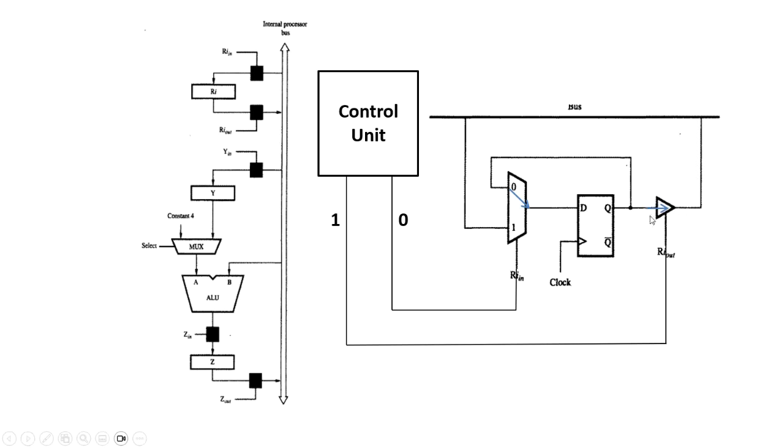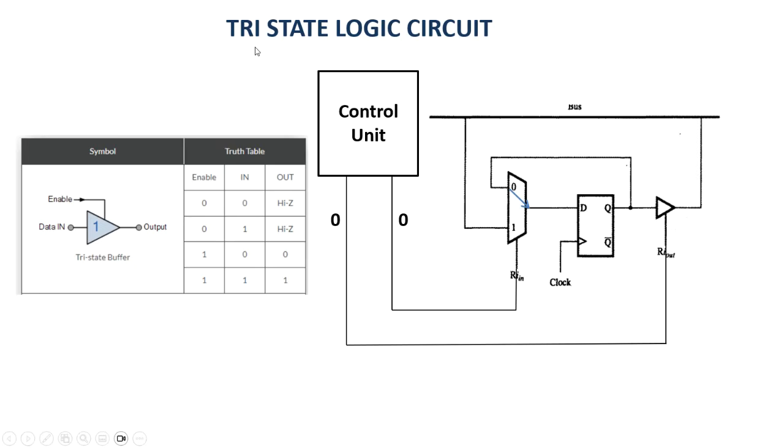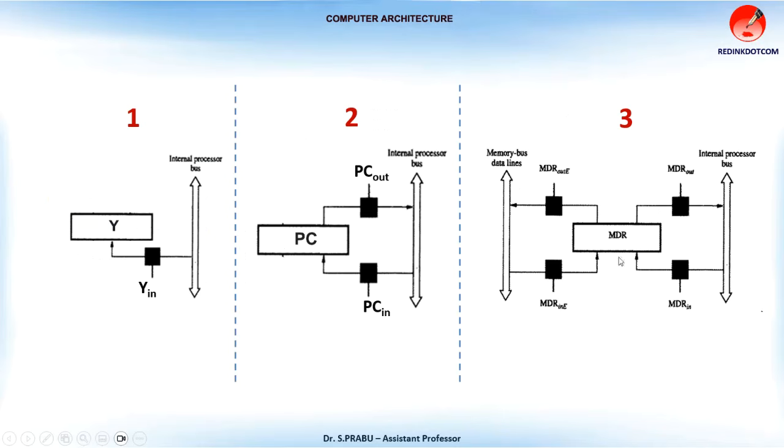If it is 1, the connection can be made. That means the data present in the register can be moved into the internal bus. This output switch is made by a tri-state logic circuit. This is the truth table for tri-state logic. If this control signal is 0, it produces high impedance. It means there is no connection. If the value is 1, it transfers the input data to the output. So in this way, these switches are functioning.